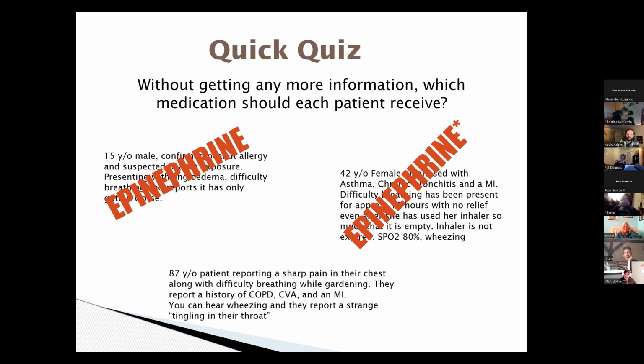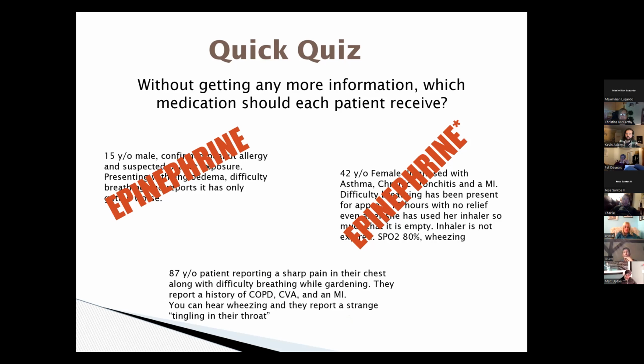Reporting a sharp pain in their chest. No, it doesn't sound cardiac to me. With difficulty breathing that started while gardening. They have a history of COPD, chronic obstructive pulmonary disorder. They've had a stroke and they've had a heart attack. You can hear wheezing and they report a strange tingling in their throat.